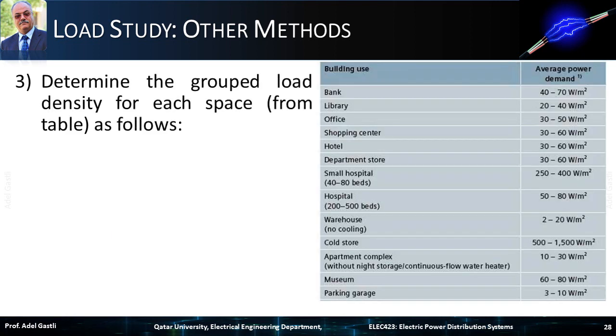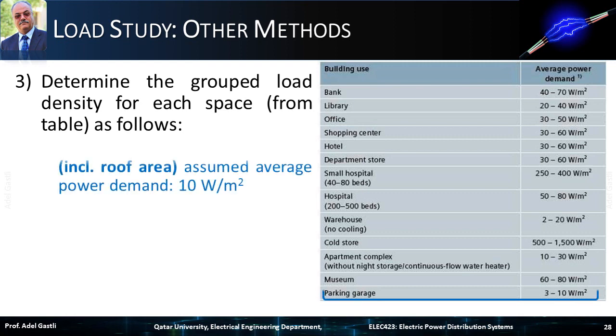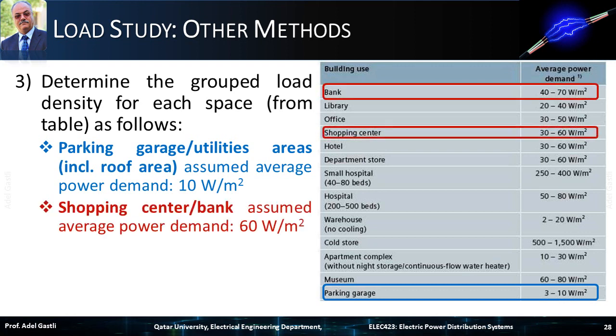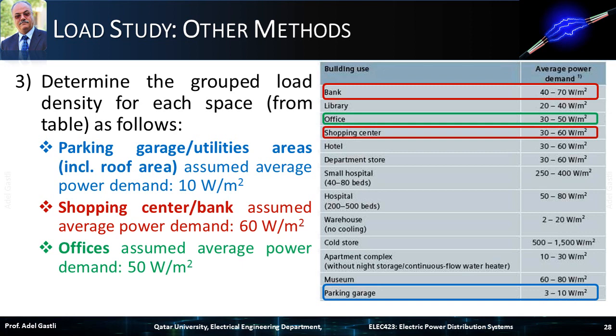After finding the gross areas of the different groups of spaces, we need to find the corresponding load density based on standards. For the parking garage and utilities areas, including roof area, we assume that the average power demand of 10 watts per square meters. Note that, we considered the maximum value of the given range, for security margin. For the shopping center and bank, we can assume an average power demand of 60 watts per square meters. Note that, the value of 60 is selected, because it is the maximum demand for shopping center, which is also within the range of the bank average demand. Finally, for the offices, we assume an average power demand of 50 watts per square meters.